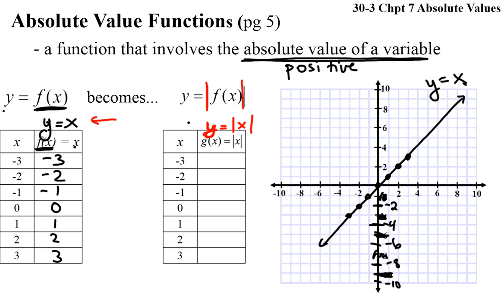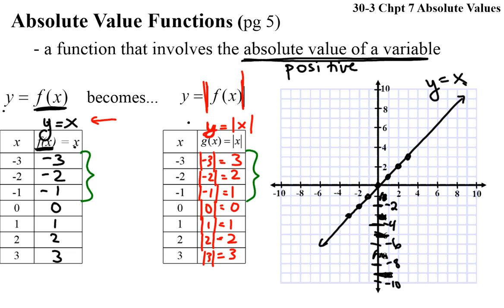Well, that means that we want the absolute of negative 3 or 3. We want the absolute of negative 2 or 2. We want the absolute of negative 1, which is 1. We want the absolute of 0, which is 0. And the absolute of the positives just stays positive. So that's not a big deal. But all of a sudden, when we do the absolutes, these values that were negative, my absolute turns them into positives. So now when I go to graph this, my first point is negative 3, 3.